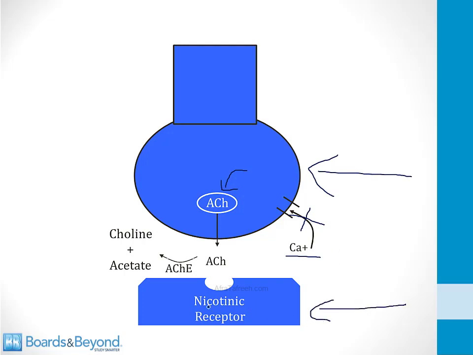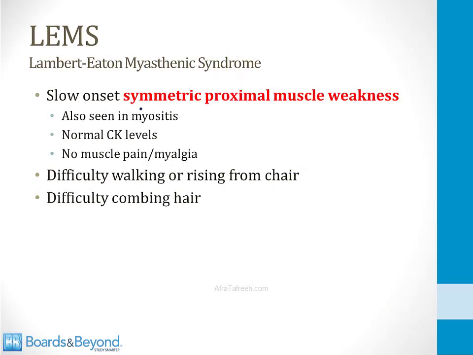In that disorder, there are antibodies blocking nicotinic receptors found on the other side of the synapse. This is an important distinction. It's a basic feature of the two disorders they'd like you to know for Step 1. The typical presentation of Lambert-Eaton is slow onset symmetric proximal muscle weakness.